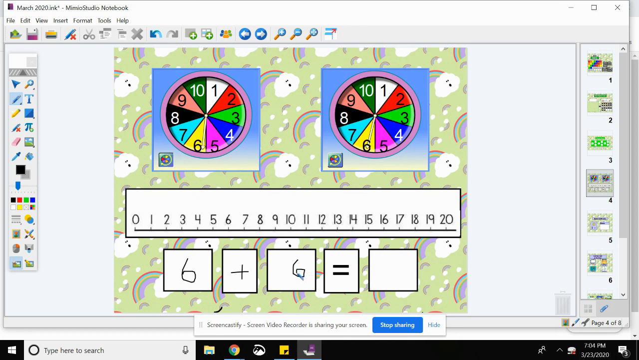I don't have my mouse with me. This is a little bit harder. 6 plus 6 equals. So I'm going to come over here. I'm going to circle 6 on my number line, and I'm going to hop up 6. So 1, 2, 3, 4, 5, and 6. So my answer is 12. 6 plus 6 equals 12. We're going to do 2 more today.